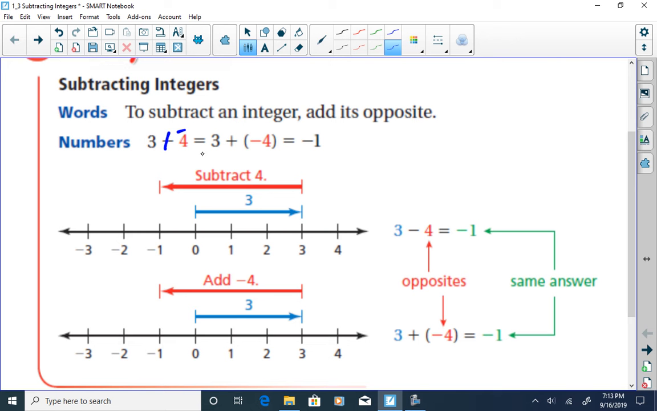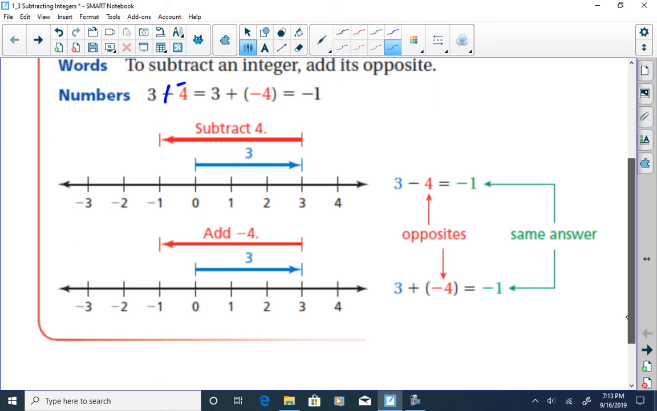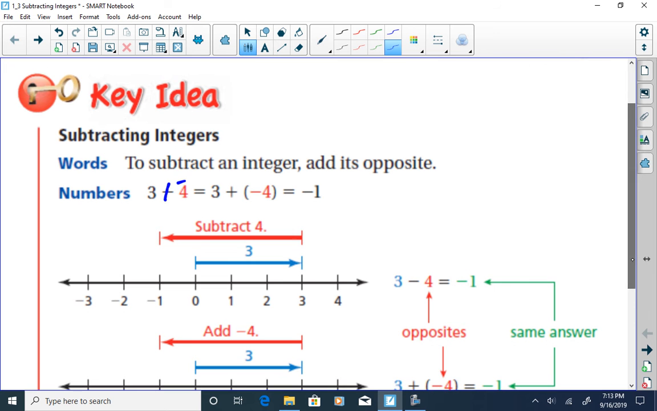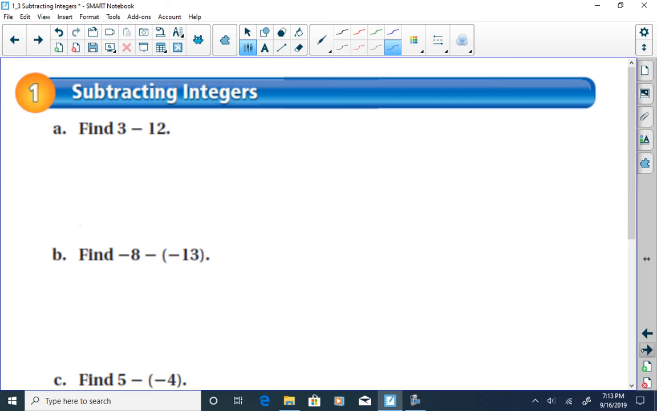3 plus negative 4. And then we simply use the rules for addition. If we have a positive 3 and we add a negative 4, that sum is going to be negative 1. And that's essentially the process. We want to use the additive inverse, we want to add the opposite, and that means we change the subtraction sign to an addition sign, and then we change the sign of the number that follows. Alright, let's try some examples.